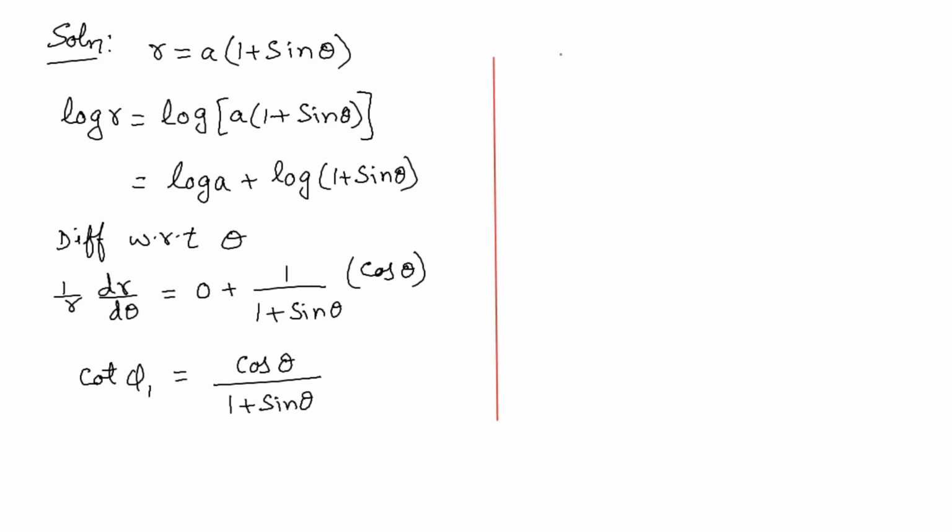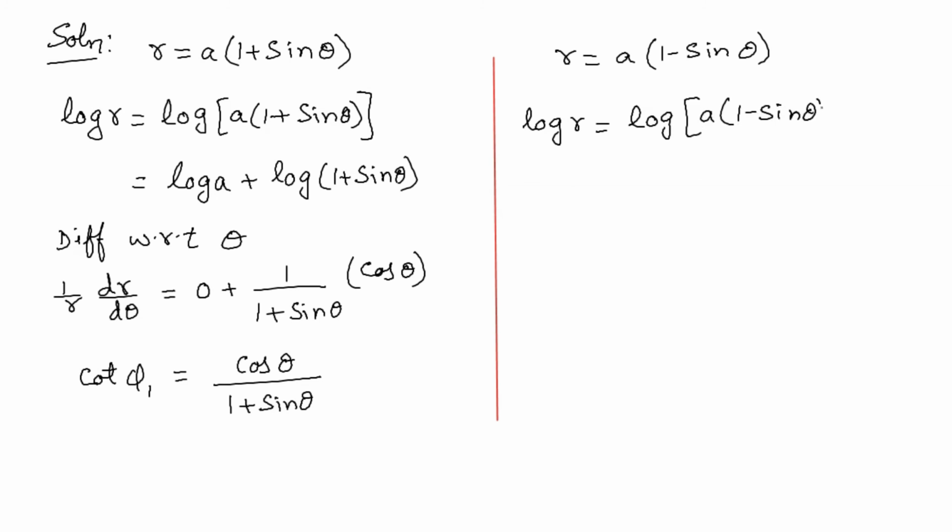The second curve is r is equals to a into 1 minus sine of theta. So taking log, we'll be getting log of r is equals to log of a into 1 minus sine of theta. So applying the property of logarithm, we get log of a plus log of 1 minus sine theta. Let us try to differentiate with respect to theta.